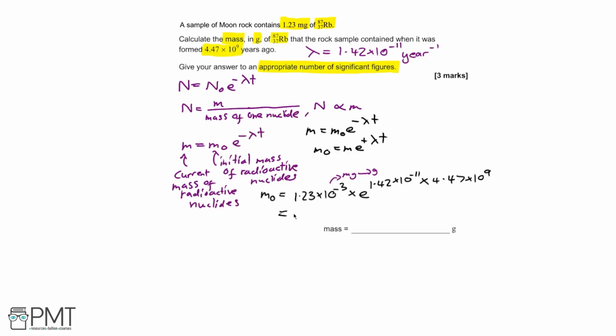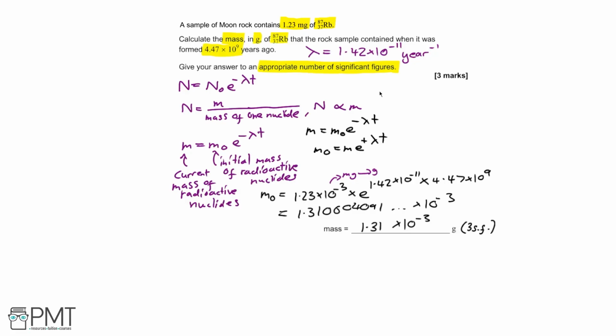And this gives us a value of 1.310604091 times 10 to the minus 3, which is approximately equal to 1.31 times 10 to the minus 3 grams. And this is to three significant figures. Our choice of three significant figures here is because the question has said that we need to give our answer to an appropriate number of significant figures.